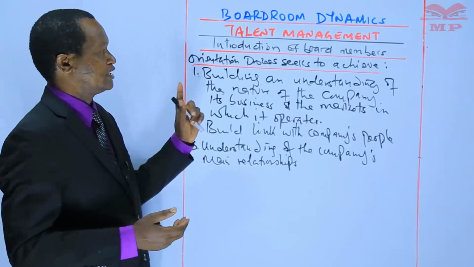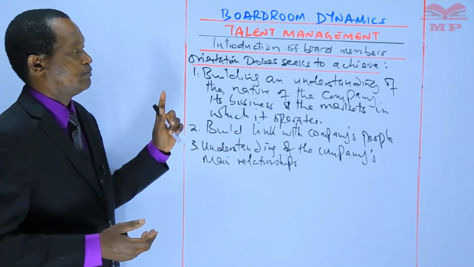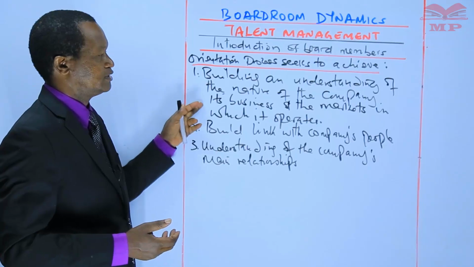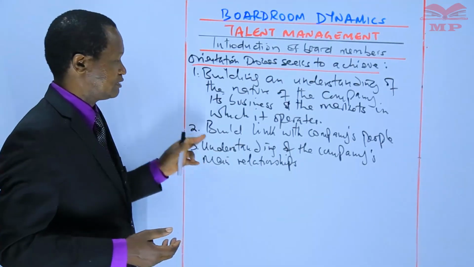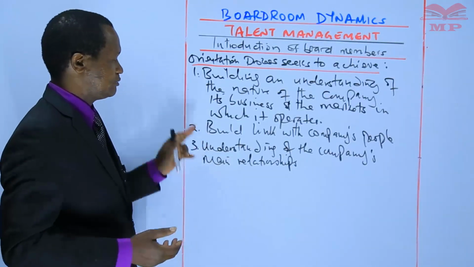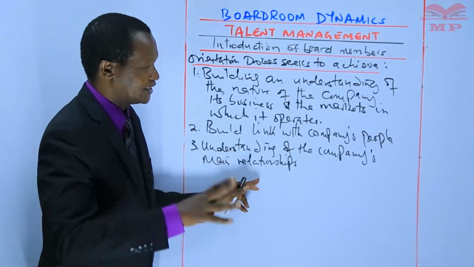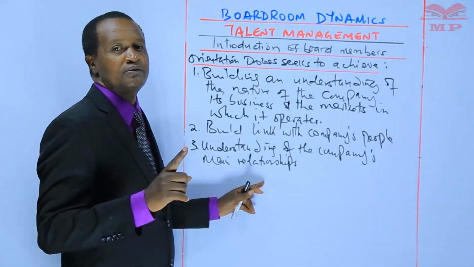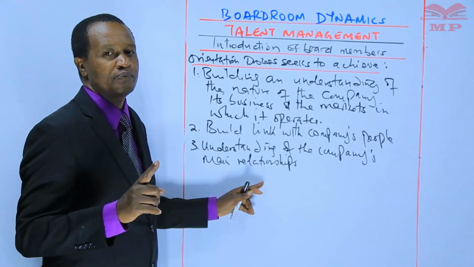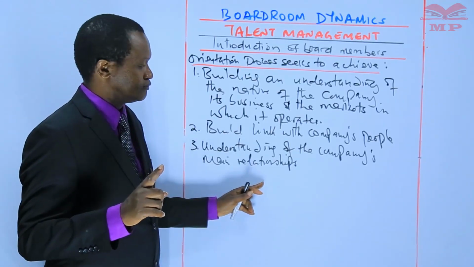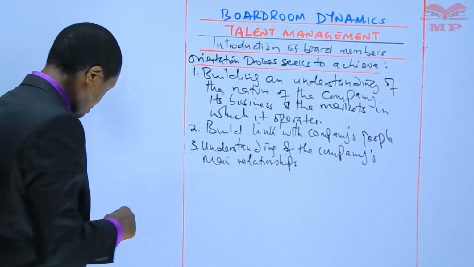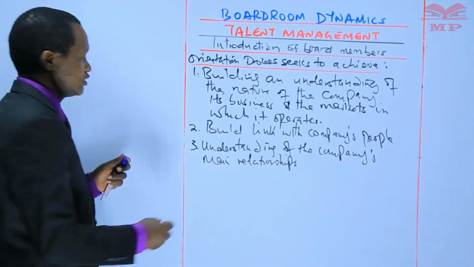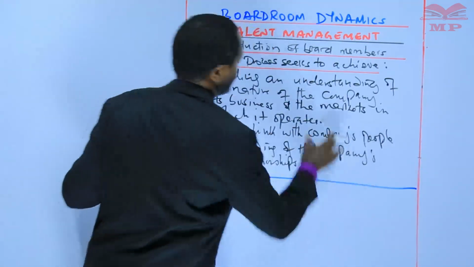So these are three main things that introduction of a board member seeks to achieve. Number one, to build an understanding of the nature of the company, its business, and the markets in which it operates. Number two, to build link with company's people. Number three, to build an understanding of the company's main relationships. Main things. That's not all, candidates. We are going to discuss more other things that the introduction process seeks to achieve. These are the main ones.